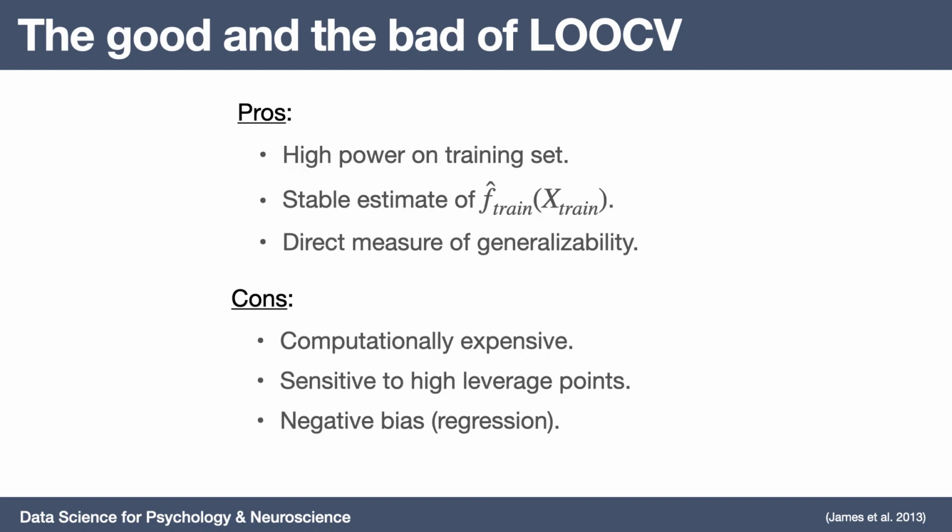Now, in order to get around this sensitivity to leverage points, computational expensiveness, and the negative bias, you could shift from leave one out cross-validation to k-fold cross-validation. K-fold cross-validation has the same logic. You're taking your data set and parsing it into test sets and training sets and iteratively going through such that every observation in your data set is in a test set at least once. But instead of test sets of size 1, you're going to do test sets of size greater than 1.